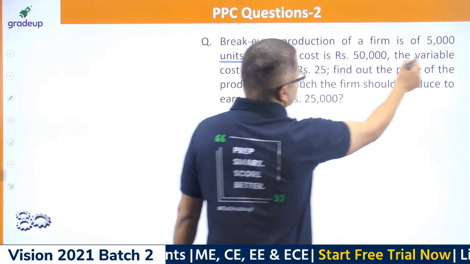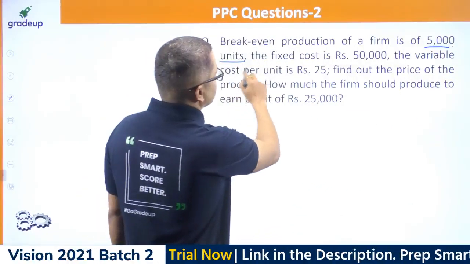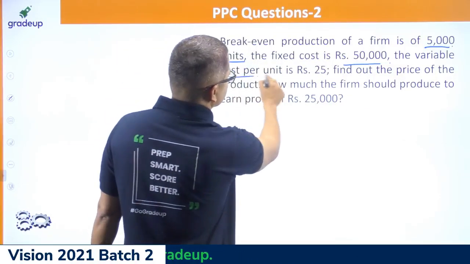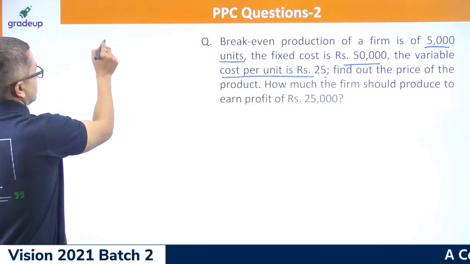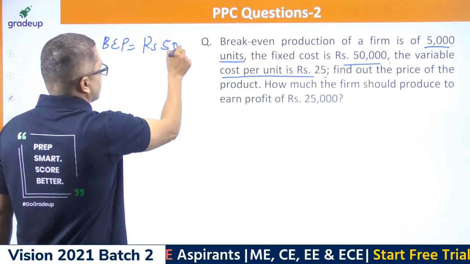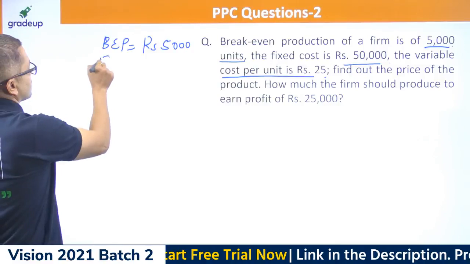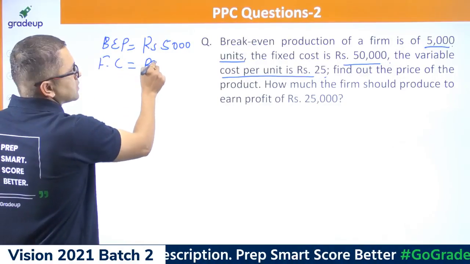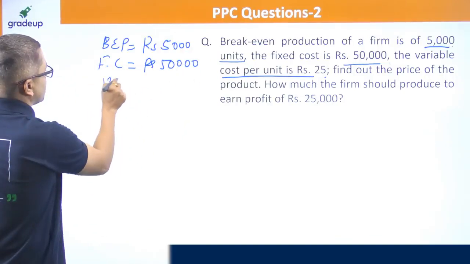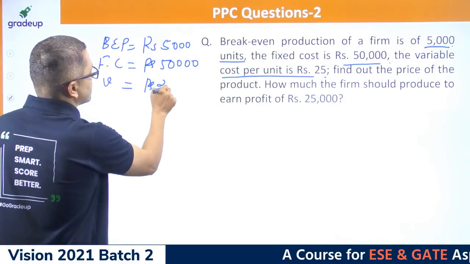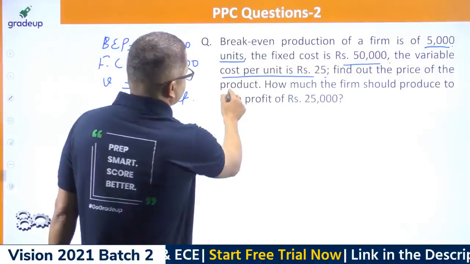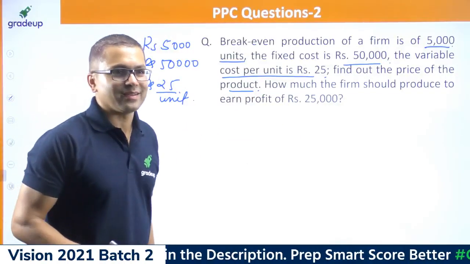Firm is at the break-even point. The fixed cost is rupees 50,000. The variable cost per unit, small v, is rupees 25 per unit. The break-even point is given to you like this, rupees 5,000. Find out the price of the product, he says. Okay, so the price of the product.